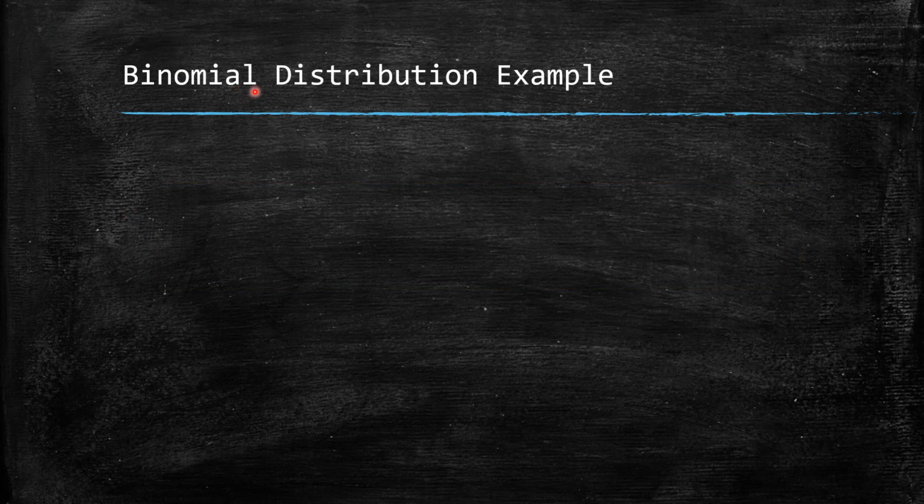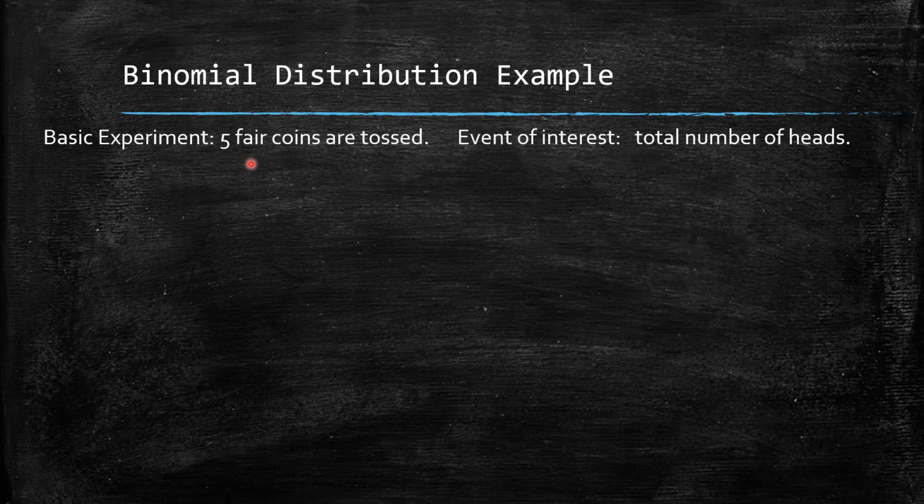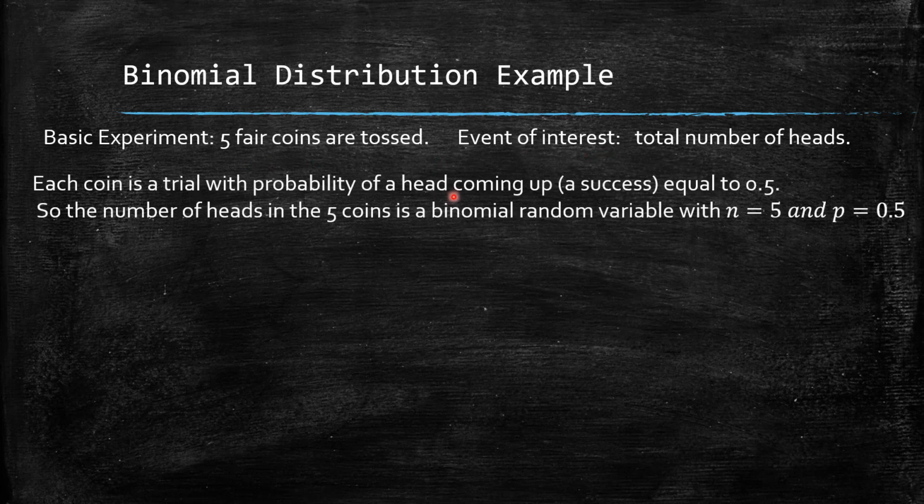So let me take one example for binomial distribution. Suppose I take 5 fair coins and observe the heads turning up. That means the basic experiment is that 5 fair coins are tossed. The event of interest is the total number of heads. As all of you know, for each trial, the probability of success, that is head turning up, is equal to half, 1 by 2. And so the number of heads in the 5 coins is a binomial random variable with the total number of trials n equal to 5 and probability of success 0.5, which is fixed.